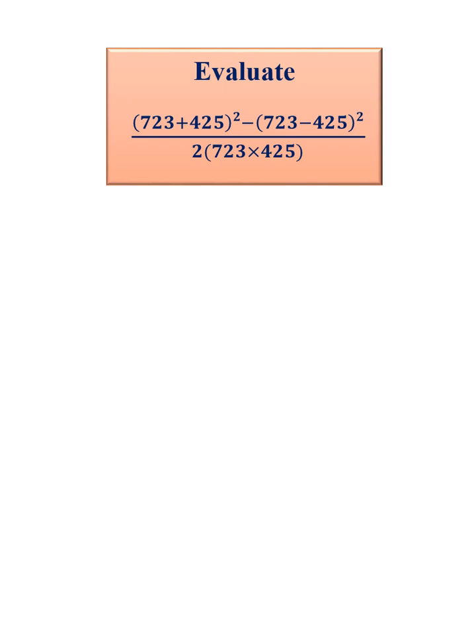Believe me, this question is very simple. Watch. It says evaluate 723 plus 425 all squared minus 723 minus 425 all squared, divided by 2 multiplied by 723 times 425. Watch how we are going to solve it.